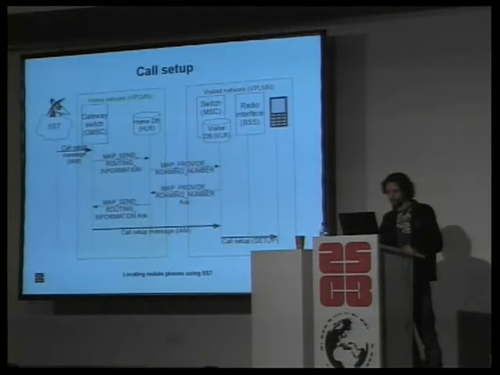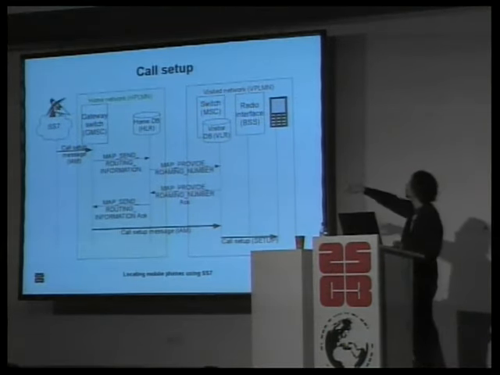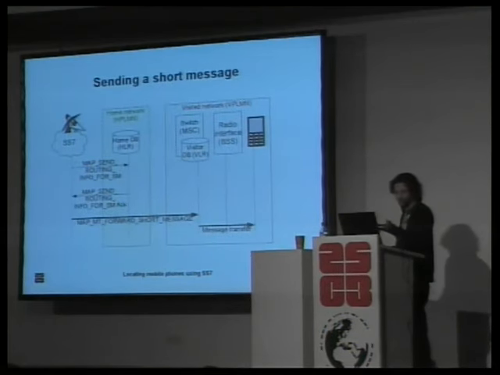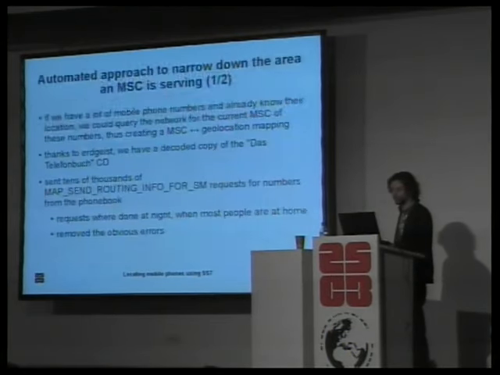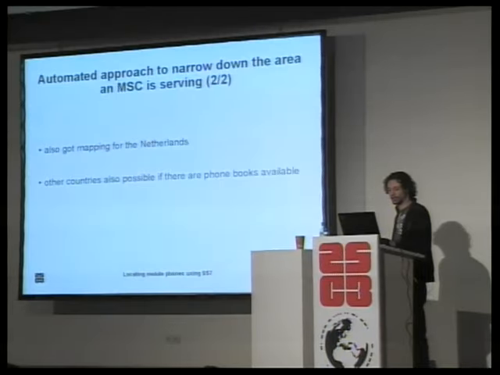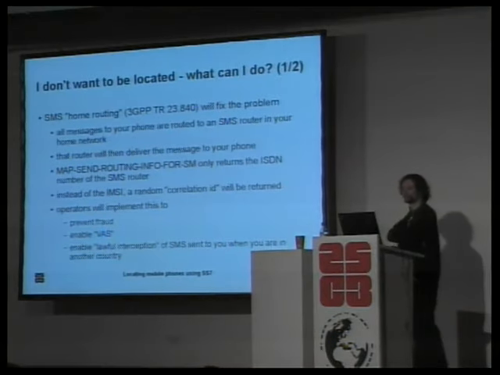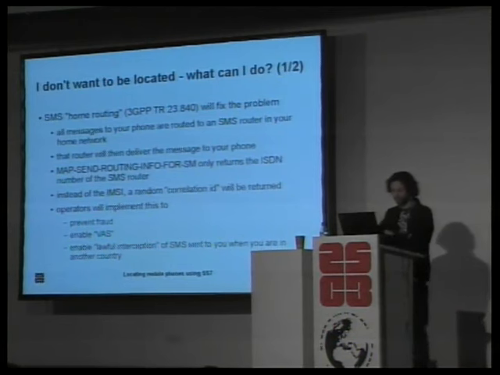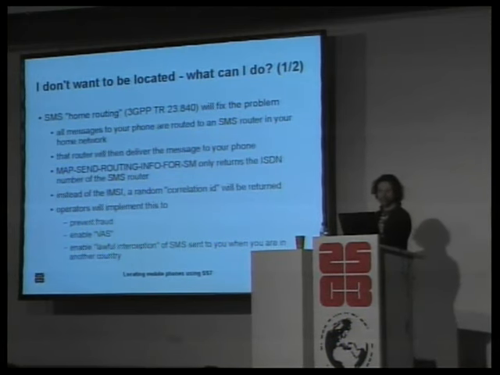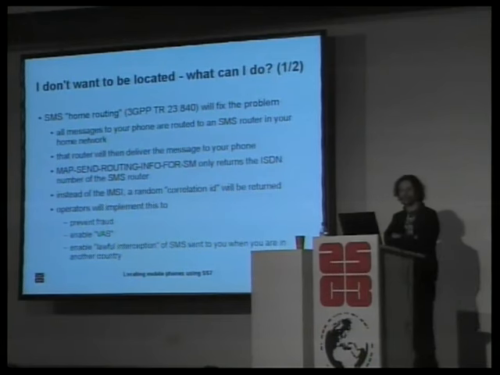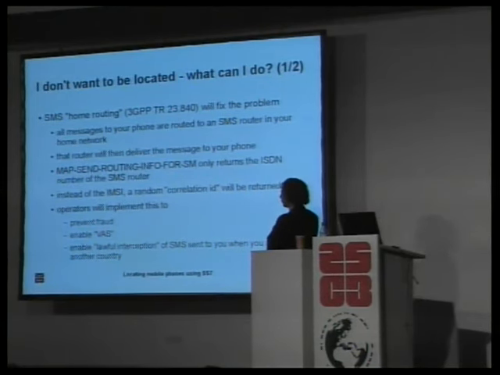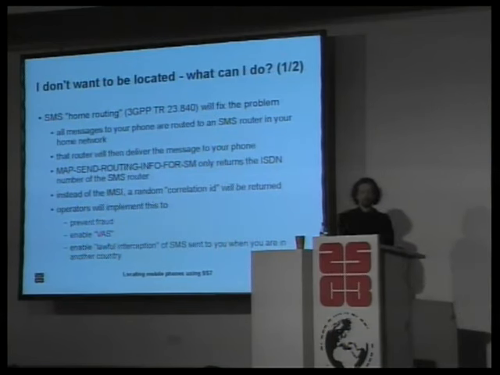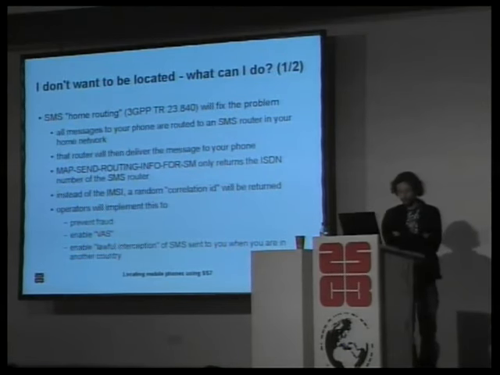As you might remember, voice calls always go over your home network. But short messages go directly to the network you are currently using. So they want to make short messages more like voice calls, so that they are always routed over your home network. So instead of directly returning the phone number of the switch that you are currently using, the send routing information for short message request returns the phone number of an SMS router in your home network.